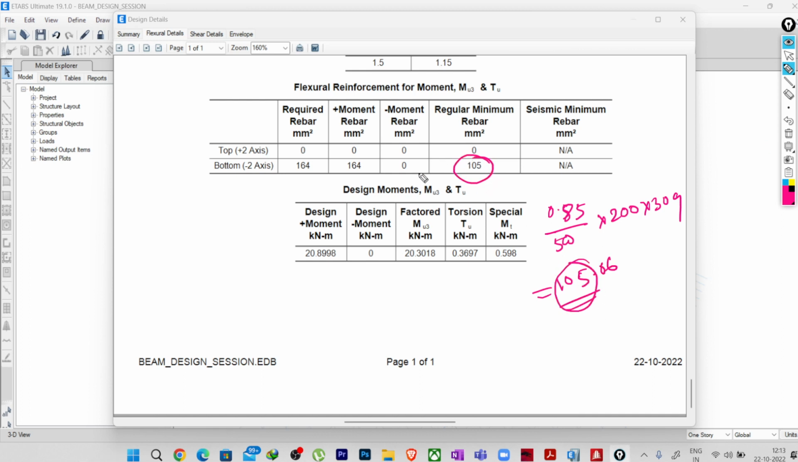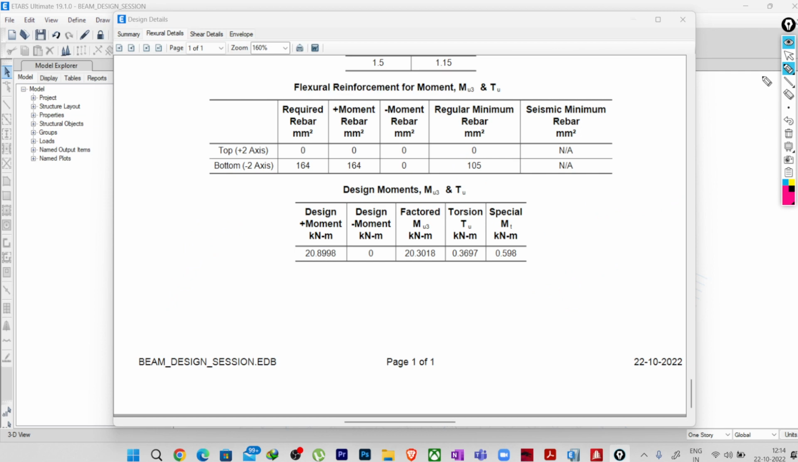So this is the minimum reinforcement required. Even if the moment is so low that the amount of reinforcement you are getting is, say, 95 mm square, you cannot provide 95 mm square. You have to provide the minimum reinforcement, which is 105 mm square. Okay, so that is how the software is designing here for the flexure.